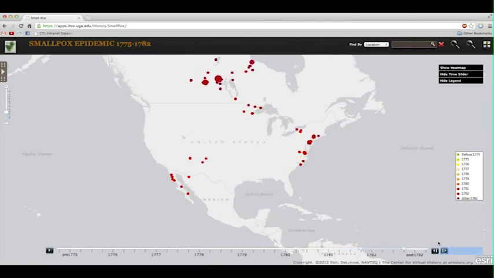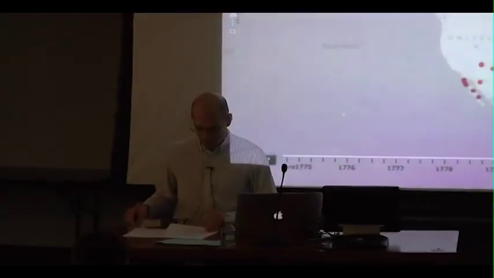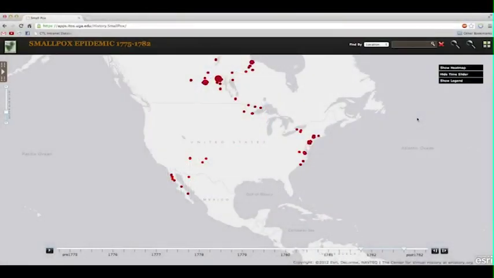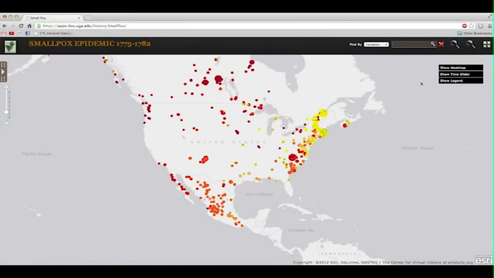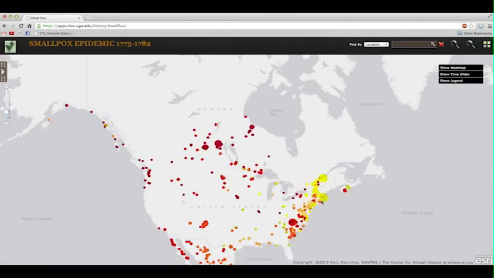So I'm going to, as I mentioned, just focus on 3 particular stories involving this epidemic. And the first one involves George Washington and the Continental Army. So I'm going to turn off the legend and the time slider. So here we see all of the cases recorded, and I will zoom into the Boston region.